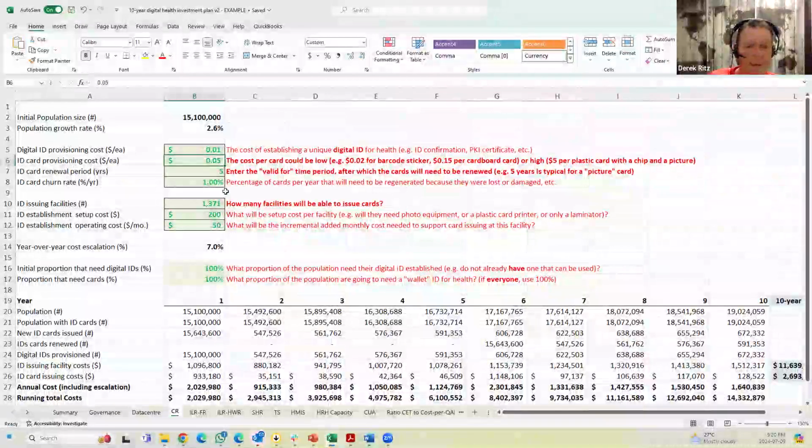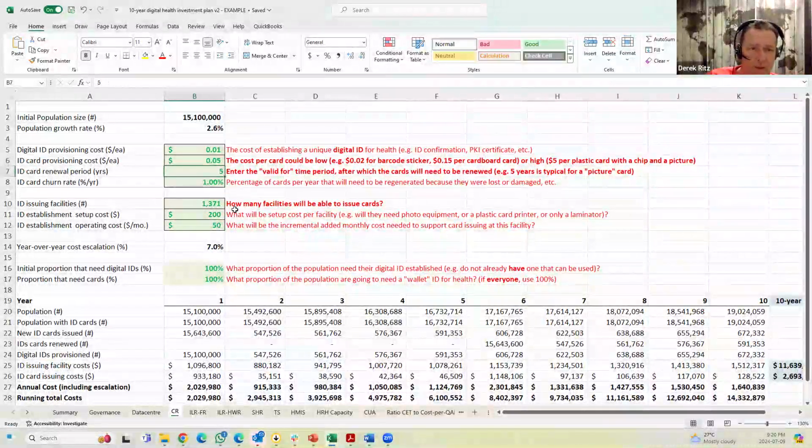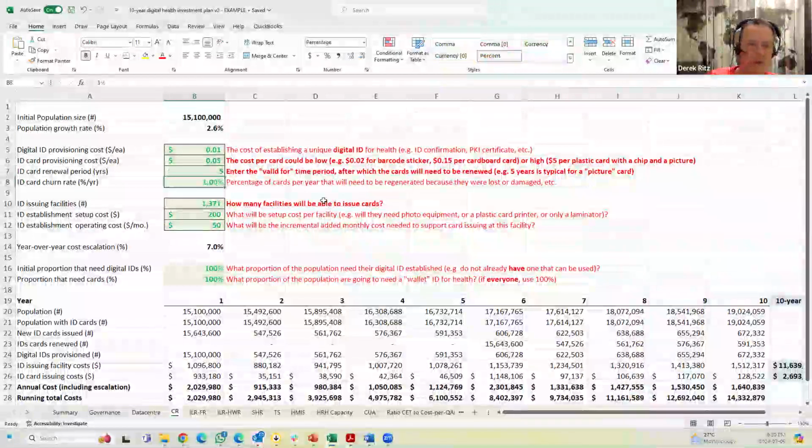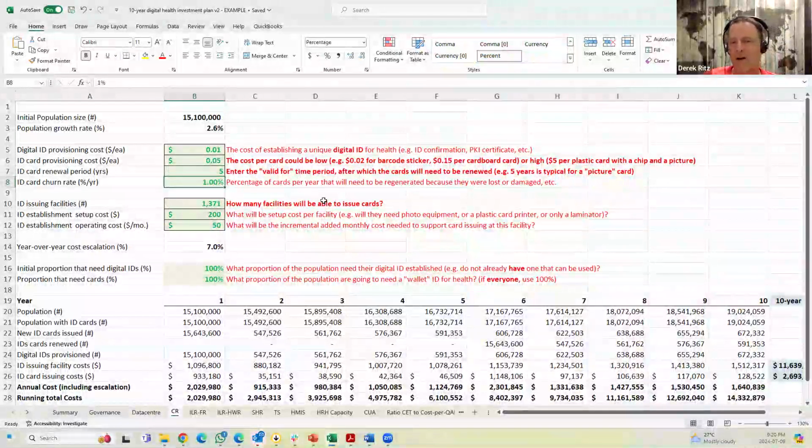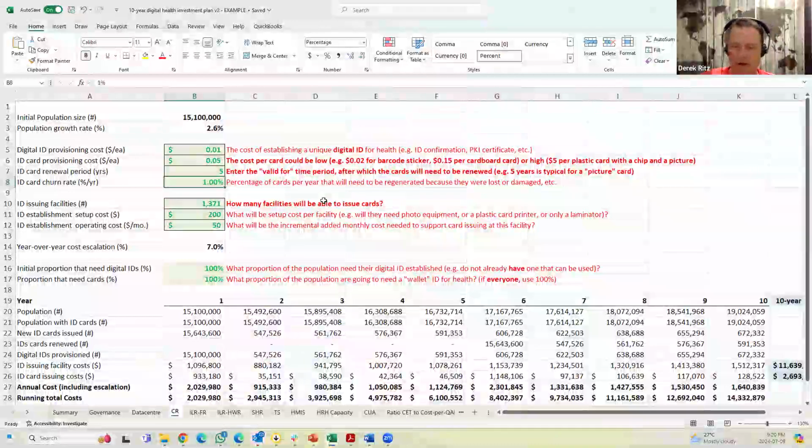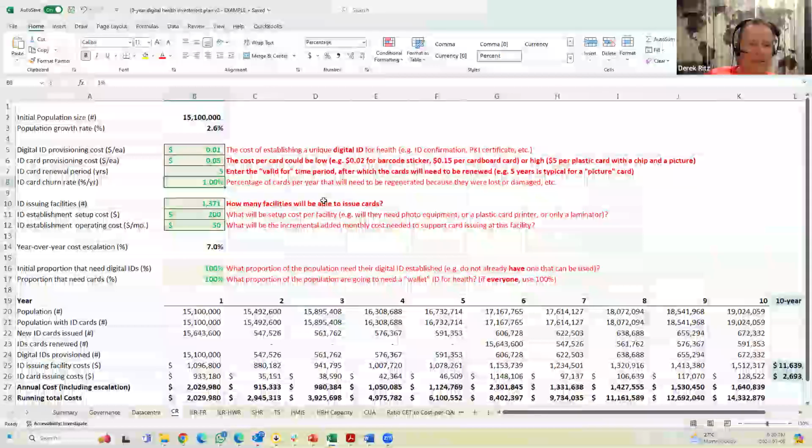But they still have to get renewed. So what's the renewal period? And then what's the churn rate? I mean, what percentage of the cards are going to get eaten by the dog or dropped in the river or whatever, and you'll have to replace them? So you just put these numbers in.